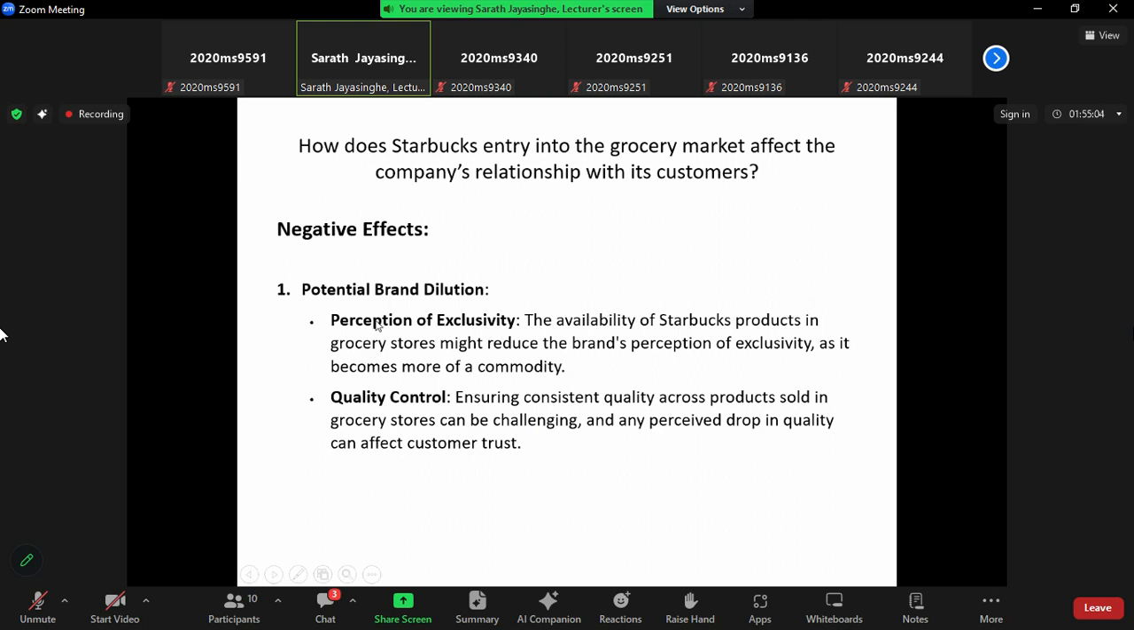Then the negative effects. Potential brand dilution and perception of exclusivity: when you go to Starbucks shops and cafes and consume, that has some exclusivity. That is the only place you can have Starbucks. But when it is available at the grocery shop, you might have some negative feeling, that it is inferior. The availability of Starbucks products in grocery stores might reduce the brand's perception of exclusivity, as it becomes more of a commodity, just like a normal product. Then quality control: ensuring consistent quality across products sold in grocery stores can be challenging, and any perceived drop in quality can affect customer trust.